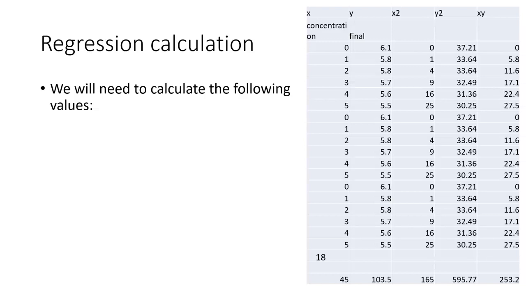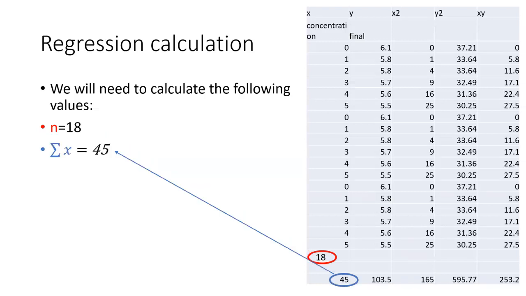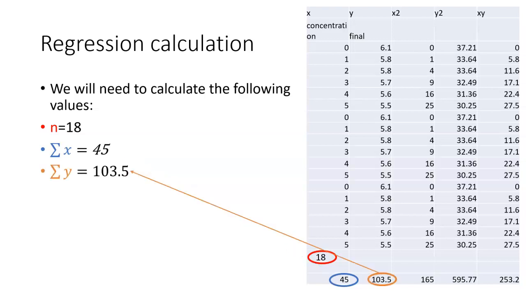Let's calculate the regression for this data set. We need to calculate the following values. We need the N, which is the number of data points. In this case, it's 18. We need the sum of X. You add together all the X values, we get 45. You need the sum of Y. Adding all the Y values together, you get 103.5.